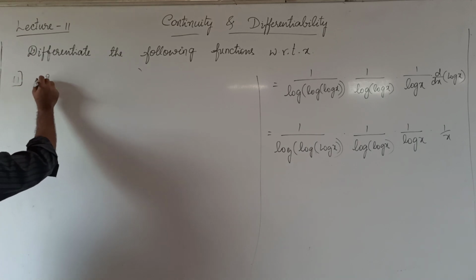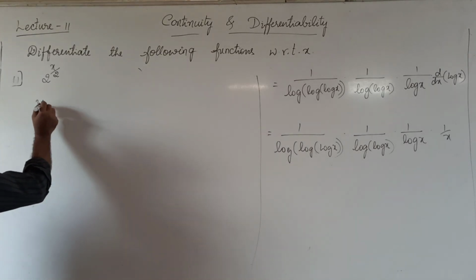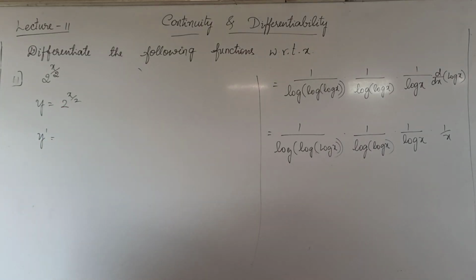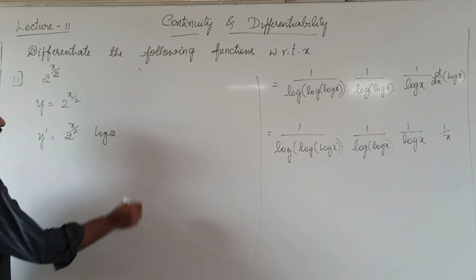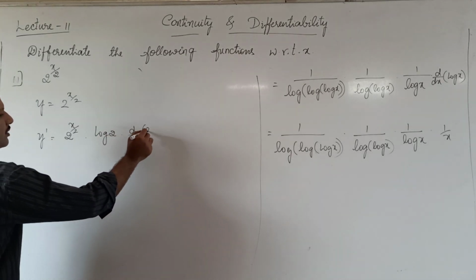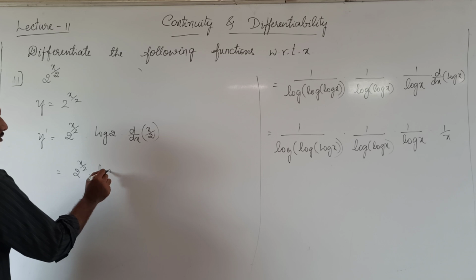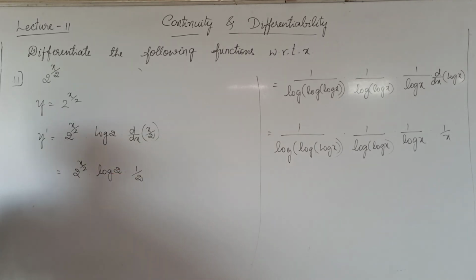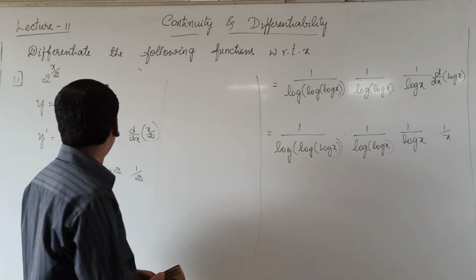Next question. 2 power x by 2. If you want to differentiate this, then y is equal to 2 power x by 2. Then y dash is equal to, it looks like 2 power x. The derivative of 2 power x is 2 power x into log 2. So the derivative of 2 power x by 2 is 2 power x by 2 into log 2 into d by dx of x by 2. That's equal to 2 power x by 2 into log 2 into the derivative of x by 2, which is 1 by 2. Okay.